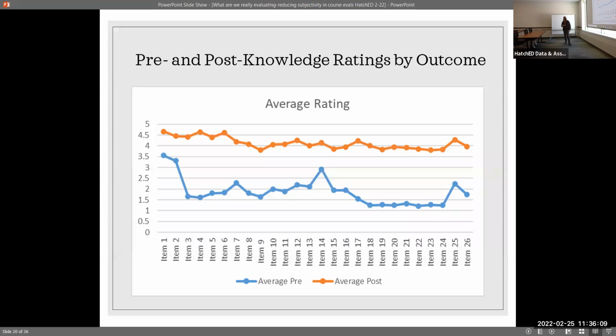Here's another example of a graph that I've used. This is a 5-point scale now. When I switch to that, you can see average pre-knowledge and average post. Again, 26 items on this one on the 5-point scale. And so I can look at item number 1 and say, wow, they already know quite a bit about this. I'll reduce that amount of time within my course. Maybe I need to improve on this particular outcome.